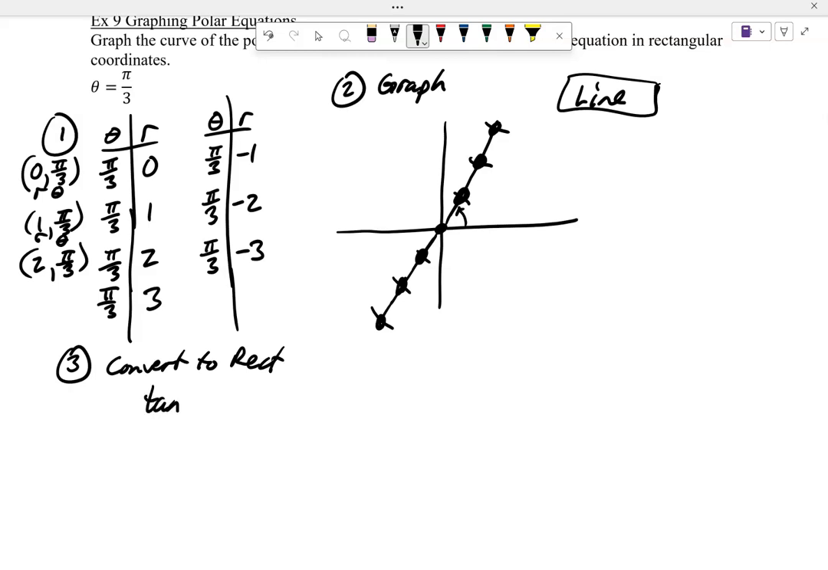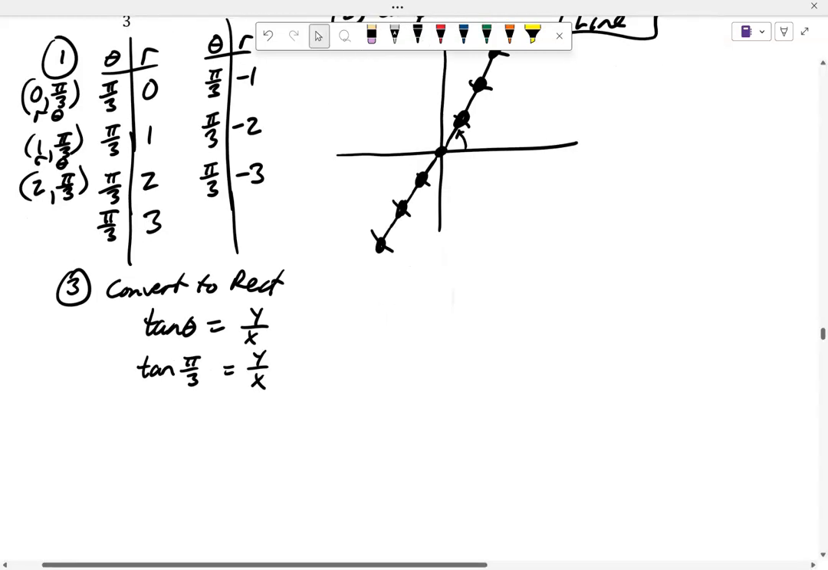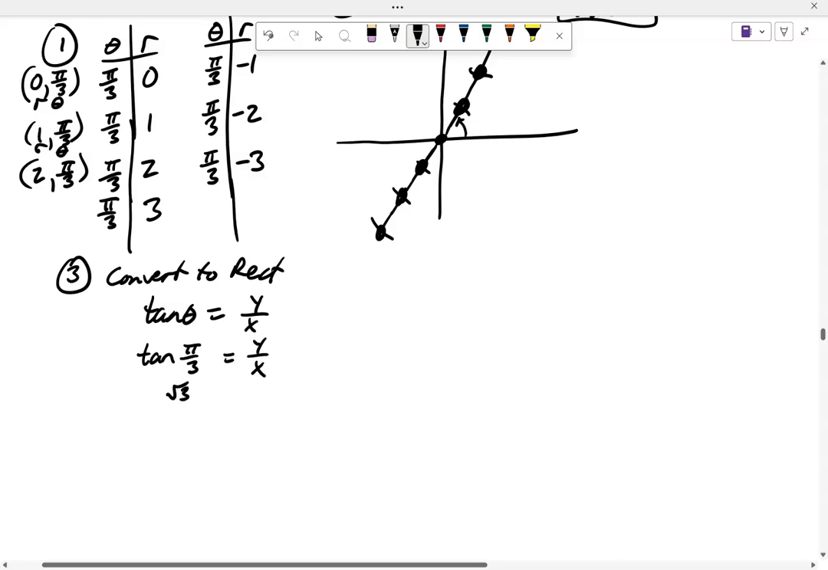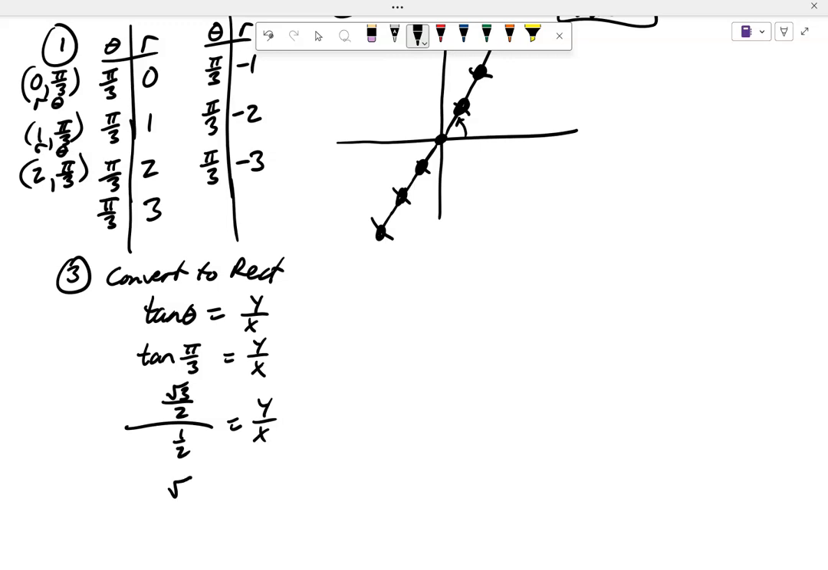We know tangent of theta is y over x. Well, we have our theta is always pi thirds. The sine of pi thirds is √3 over 2. Cosine of pi thirds is 1/2. So that's just √3.